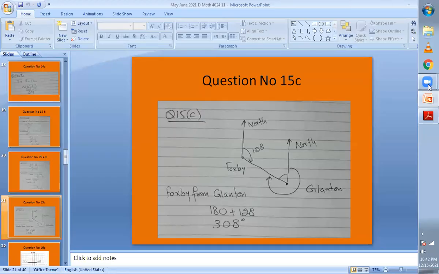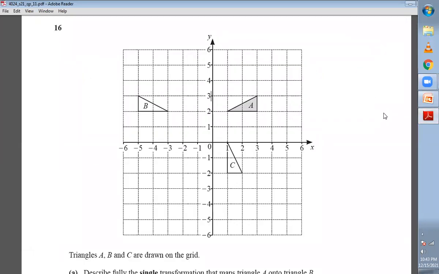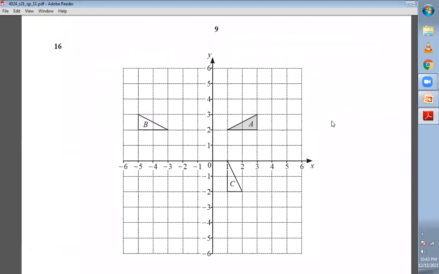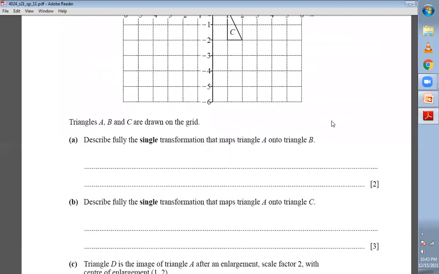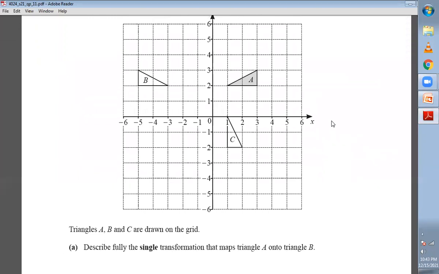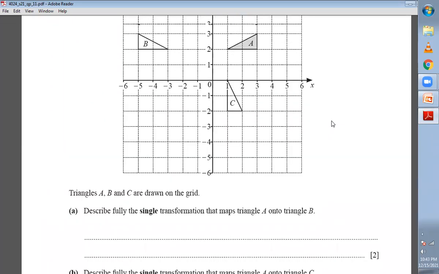Okay, so we are going to the next question. The next question coming up on your screen is question number 16. Question number 16 is on the transformation topic. He says triangles A, B, and C are drawn on the grid. Describe fully the single transformation that maps triangle A onto triangle B.